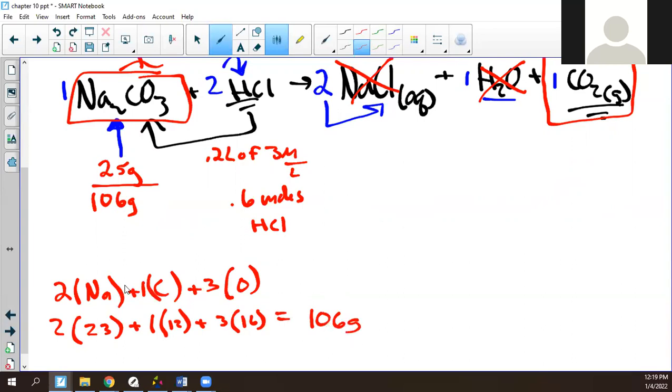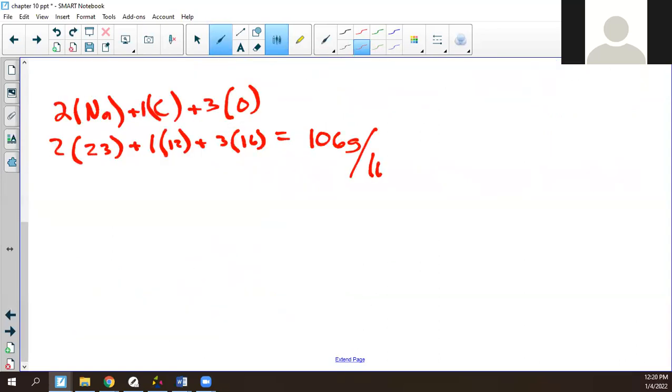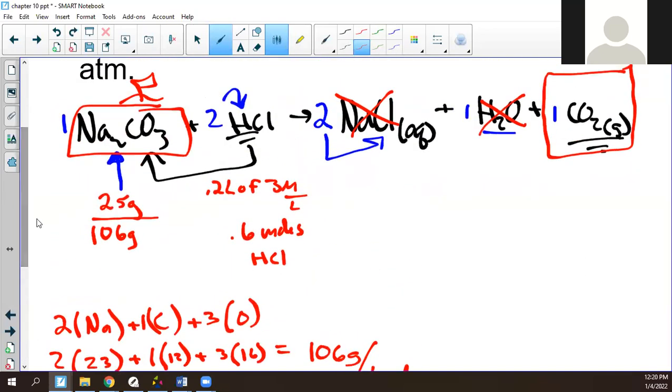Now, when you calculate this, you may remember this is per 1 mole. So, hey, there's moles. I know I can use that to find moles if I have that ratio. So I have 25 grams over 106. That's going to be equal to 0.236.